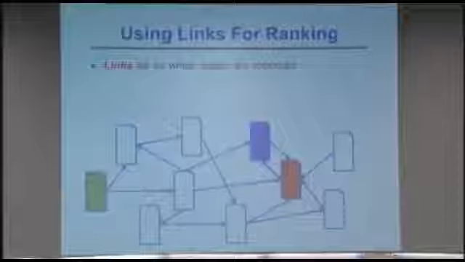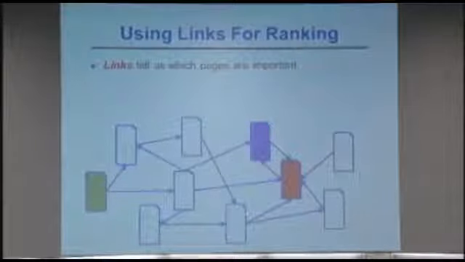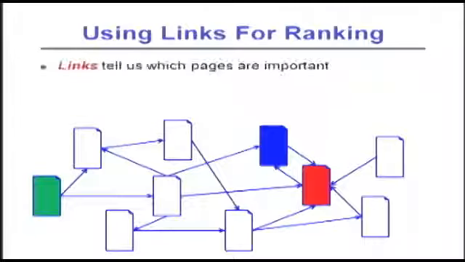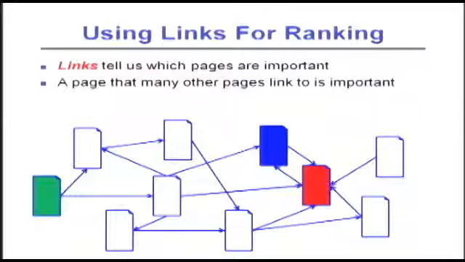Yes, so red is more important because there's more links pointing to it. There's more pages that think this red page is worth linking to. So more people thought that red is more important than green, and in this case, the majority wins. Yes, red is indeed more important than green because many other pages link to it. So this is the first component of ranking: a page that many people link to is an important page.